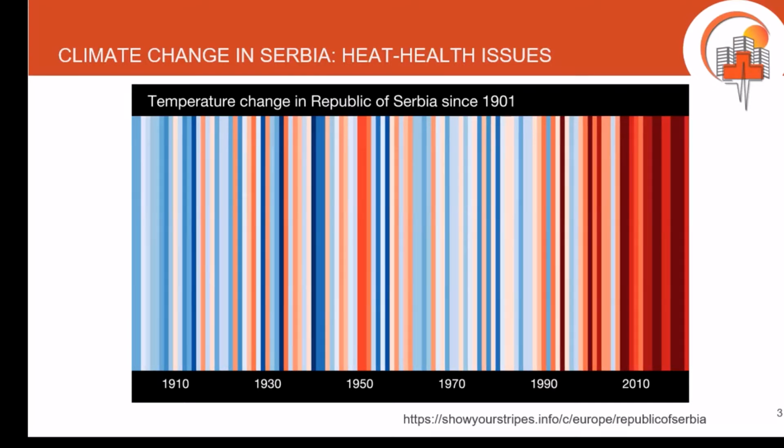Each of these stripes shows the higher or lower temperature in reference to the average temperature in the Republic of Serbia. As you can see, when we go to the 2000s, most of the time we have higher than average temperatures in our country. The darker the lines are, the more pronounced these higher temperatures are.